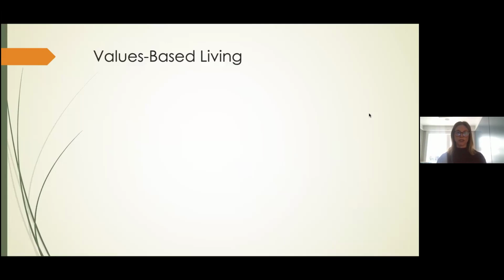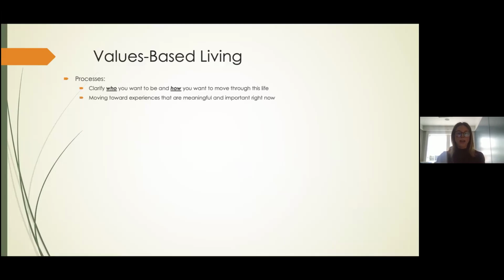So I'm throwing around this term values. So what is values, or what are values, or what is values-based living? Values is the process of clarifying who you want to be and how you want to move through this life. Very simple statement, but a pretty complex process if you think about it. If you just sit with yourself for a minute and ask yourself that question, like, who do I want to be? How do I want to move through this life?